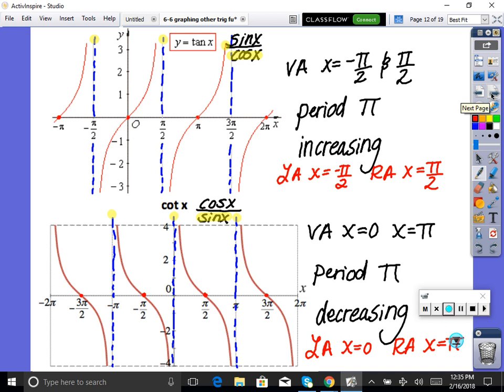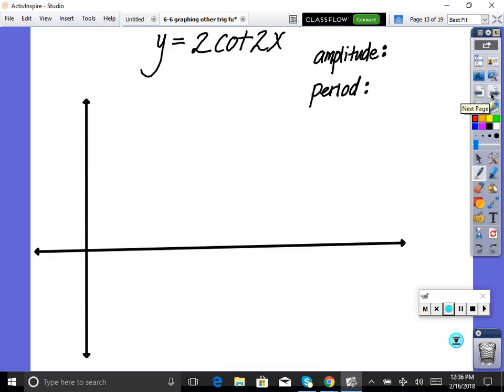Let's graph some cotangents. If you want to see them next to each other, there's tangent, there's cotangent. Aren't they the same graph, just one's a transformation of the other? If you notice, if we shifted this asymptote over right there and then reflected it over x, we would get our cotangent graph. But we're going to just keep it basic. So here we go. Let's graph this one.